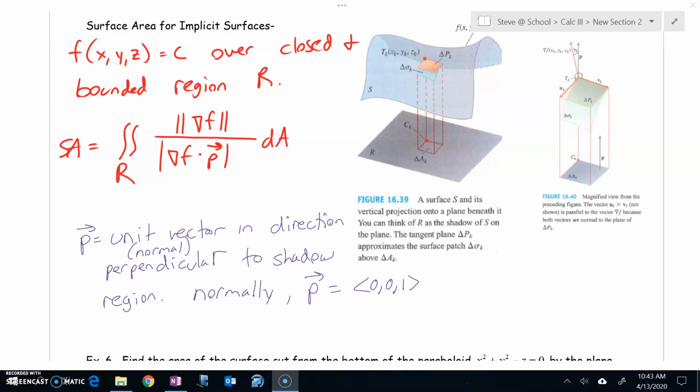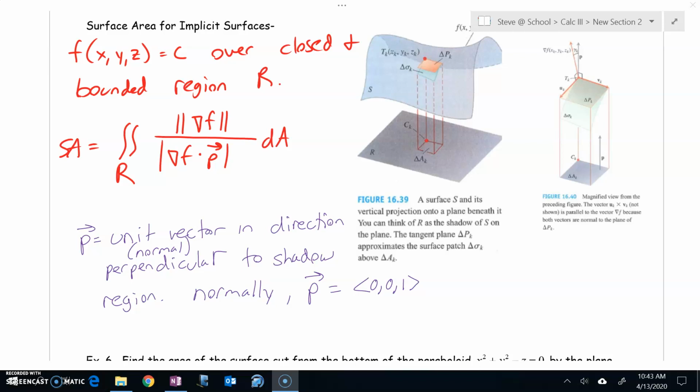Alright class, today we're going to finish up the surface area. This time we're going to talk about surface area for implicit surfaces. So this is the last sheet or two on the note sheet that I put up last week. So you can go back there to get the rest of this blank note sheet if you need to.